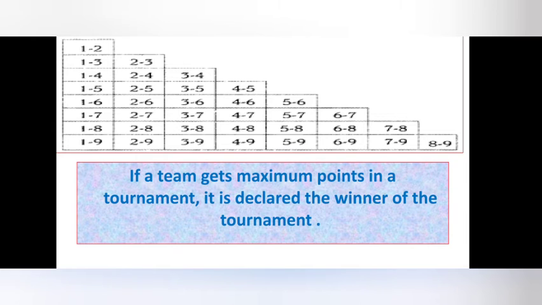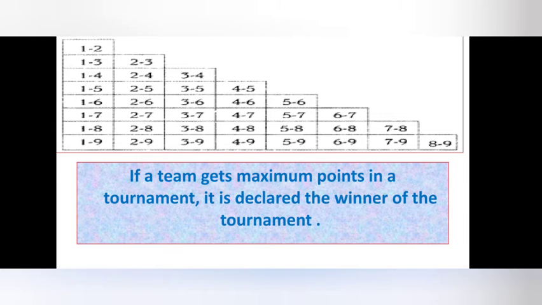In the same way we go to round 4. In round 4, number 4 team plays the matches. Number 4 plays with number 5, then 4 versus 6, 4 versus 7, 4 versus 8, and 4 versus 9. So in the fourth round, number 4 team plays all its matches.